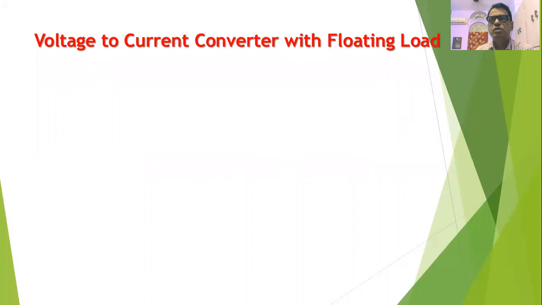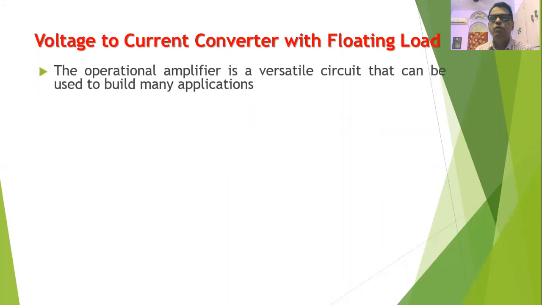So let us start the session with the question: what do we mean by voltage to current converter with floating load? We know that operational amplifier is a very versatile amplifier, and this IC can be used to build many applications. We have seen several applications such as integrator, differentiator, adder, subtractor, comparator, and solving differential equations.